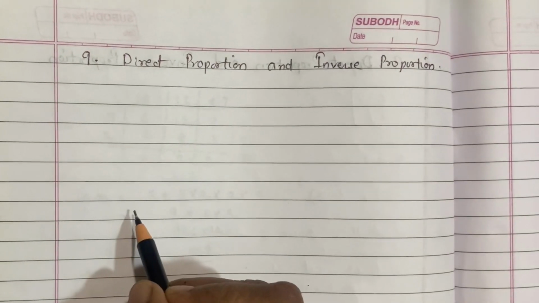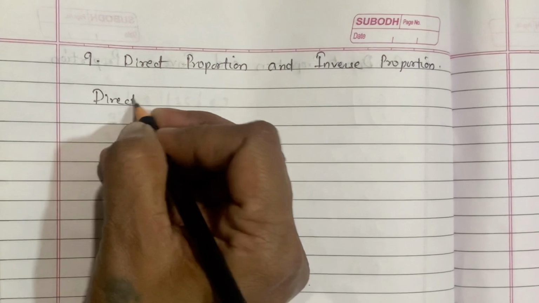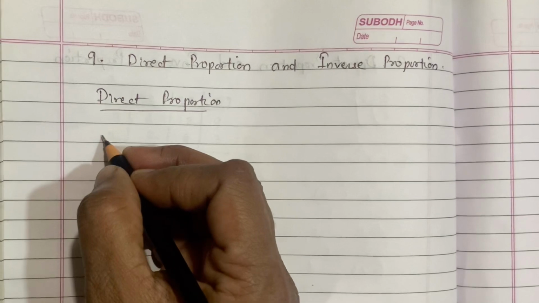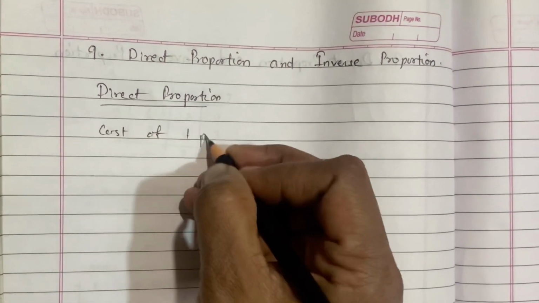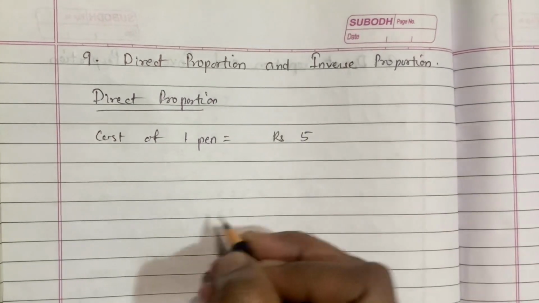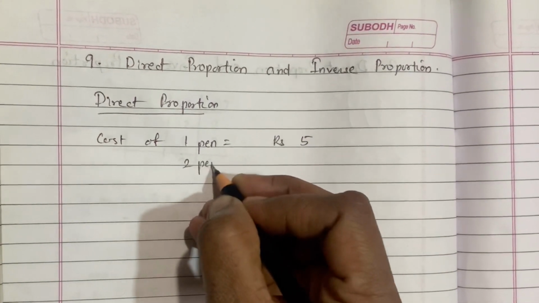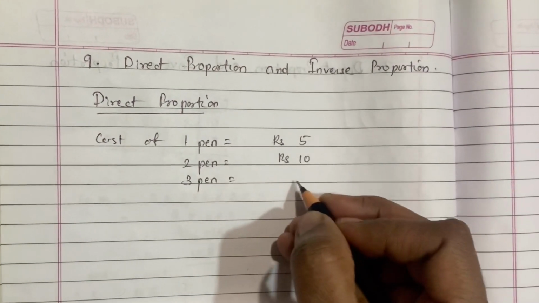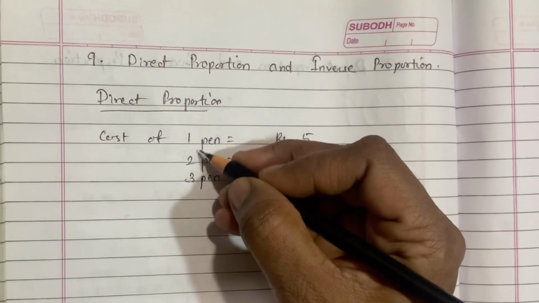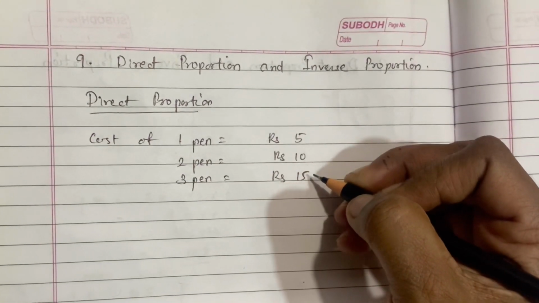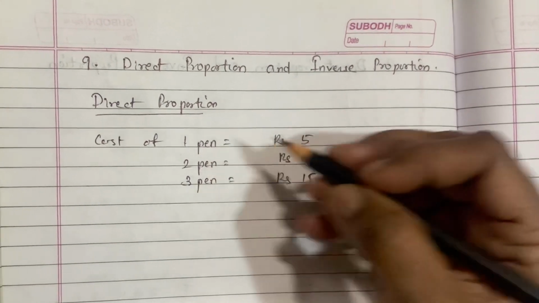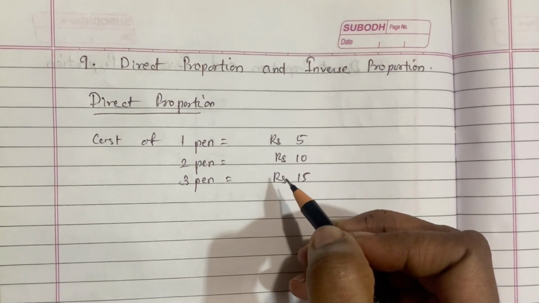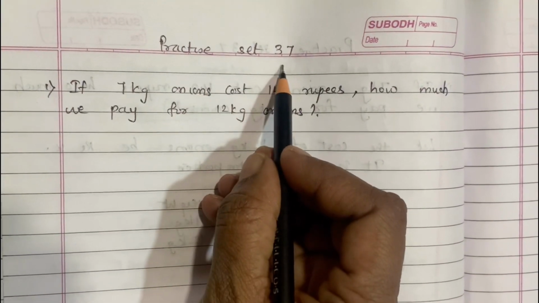So first let me explain what is called direct proportion. Now if the cost of 1 pen is rupees 5, what will be the cost of 2 pens? It will be rupees 10. If we take the cost of 3 pens, you see what will be the cost of 3 pens? Rupees 15. As the number of pens increases, the cost also increases. If the number of pens decreases, the cost will also decrease. So such a thing is called as what? Direct proportion. So let me explain practice set 37.